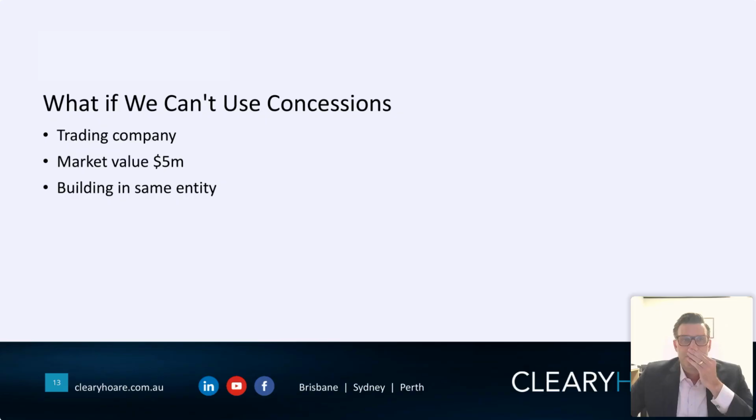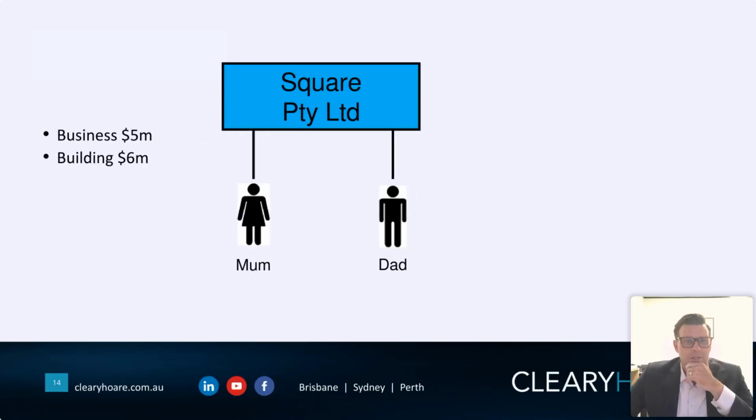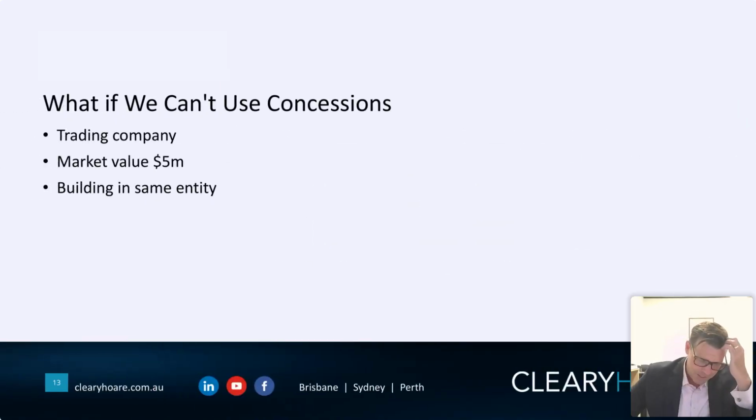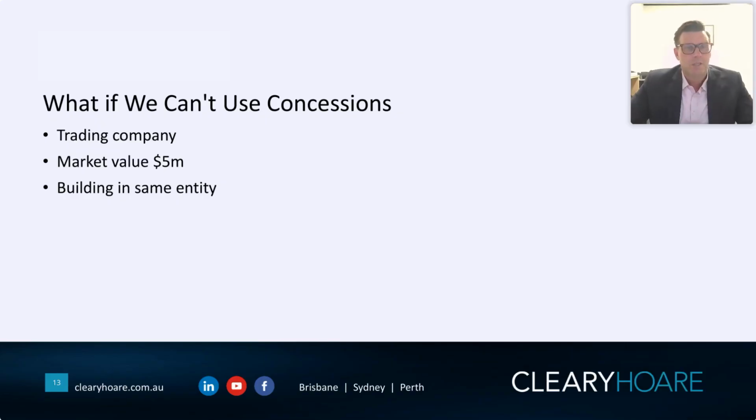Now, what if we can't use the concessions? So this is our second case study. We've just been through one where we could use small business concessions to reduce the size of the gain. If we can't use them, could we still restructure so we use the consolidation regime and we get those sorts of advantages that we've just been through?